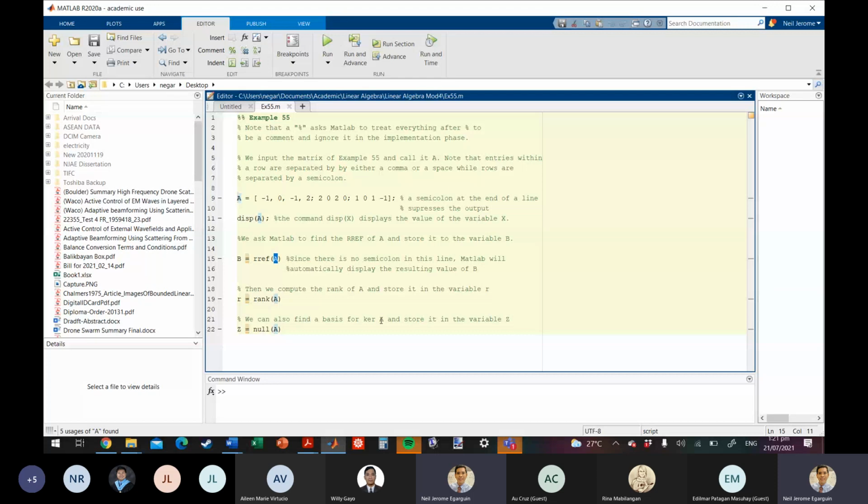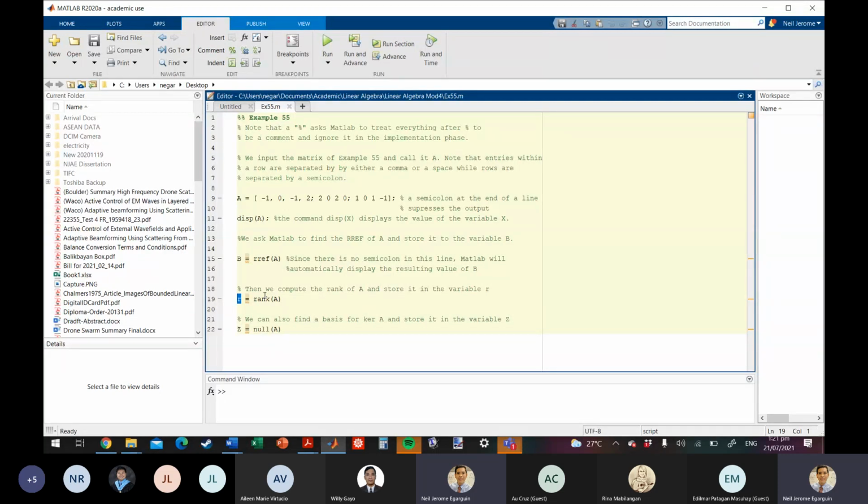Okay? And then, para makompute yung rank ng isang matrix, ang kailangan nyo lang sabihin kay MATLAB ay rank of A. Tapos para makahanap ng basis para sa kernel ni A, kailangan nyo lang sabihin si MATLAB, find the null of A, and store it in a variable Z. In line 19, you ask MATLAB to compute the rank of A and store the result in the variable R, and so on.